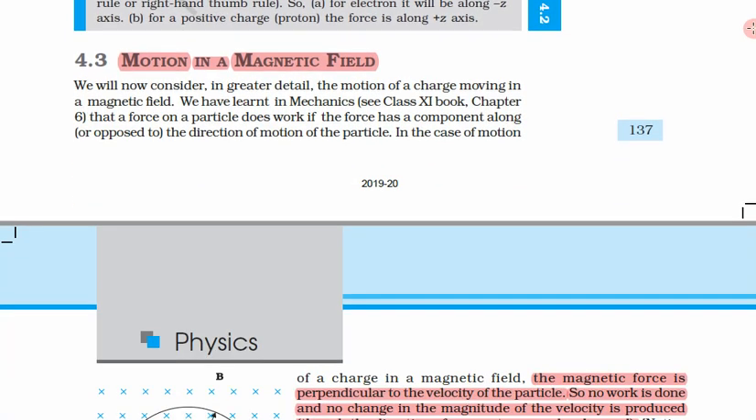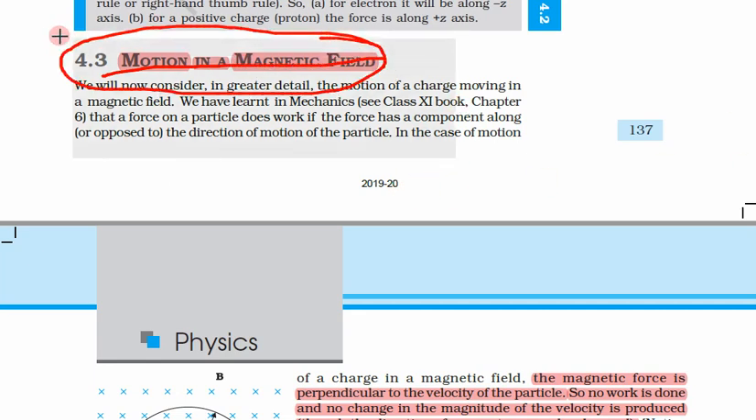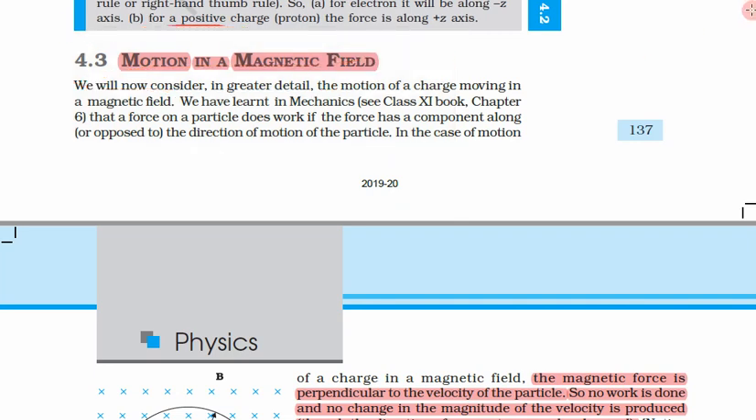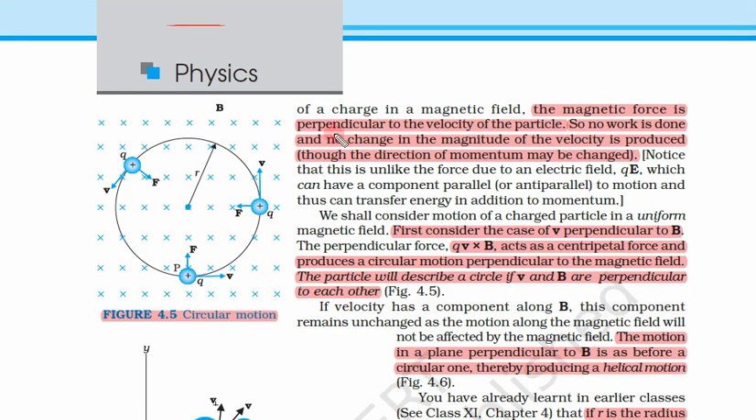Now let us see motion in a magnetic field. It is the case when a charged particle is moving in a magnetic field. What will happen when a charged particle moves in a magnetic field? So let us see what happens then. The magnetic force is perpendicular to the velocity of the particle. So no work is done and no change in the magnitude of velocity is produced, though the direction of momentum may be changed. So what are they trying to say?